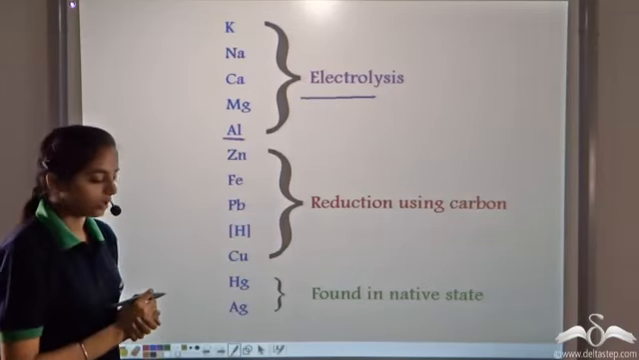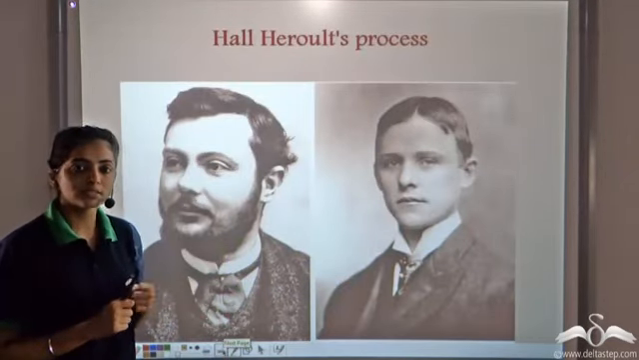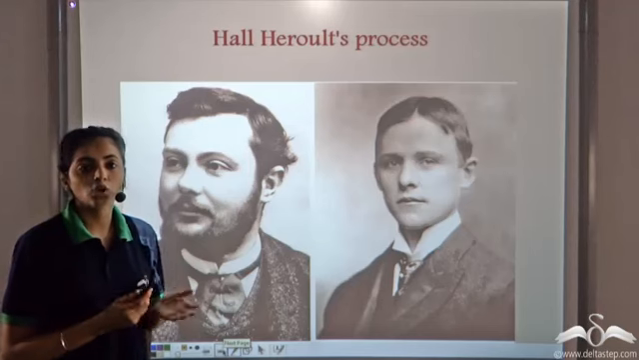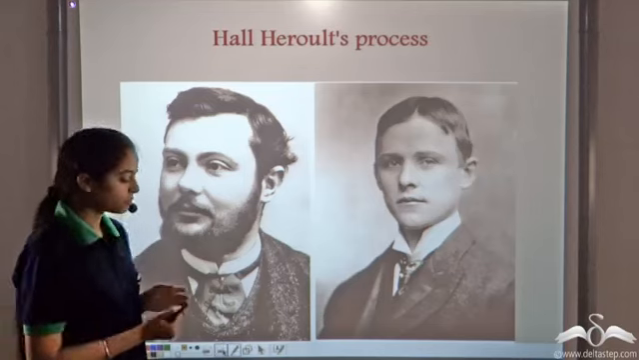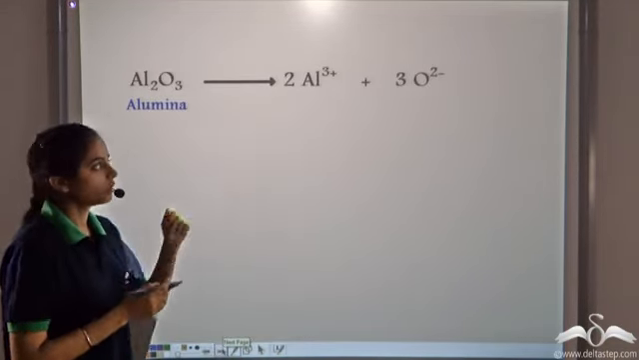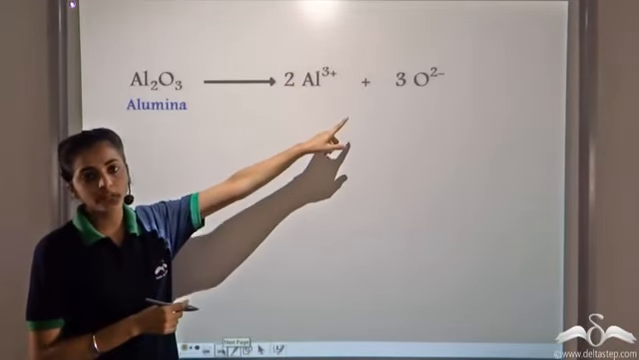This process of electrolysis for aluminium was first carried out by two scientists, Hall and Heroult. Both of them carried out the electrolysis of alumina to extract aluminium. In this process, we take alumina. So alumina decomposes or dissociates to give Al3+ and O2-.